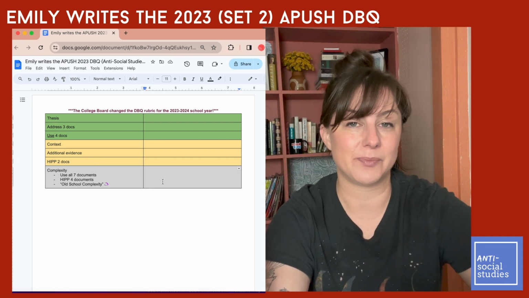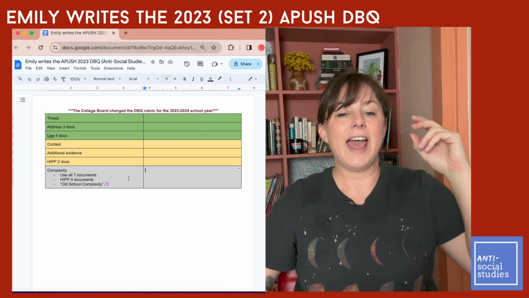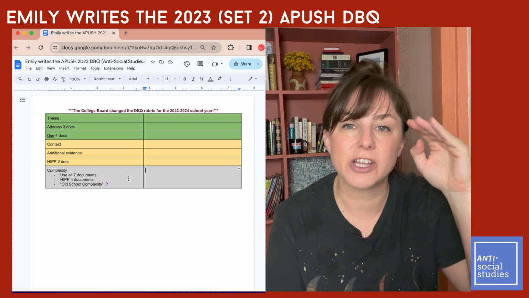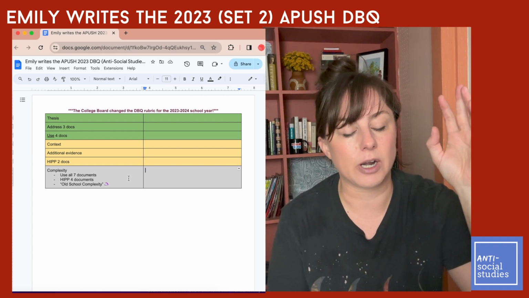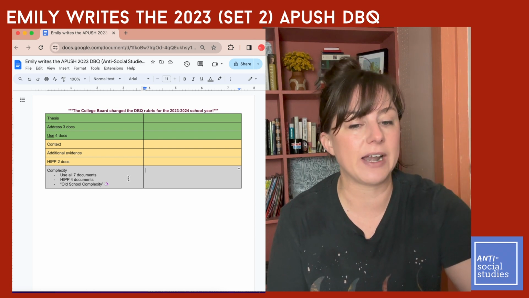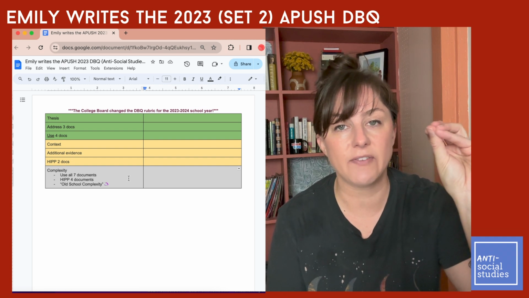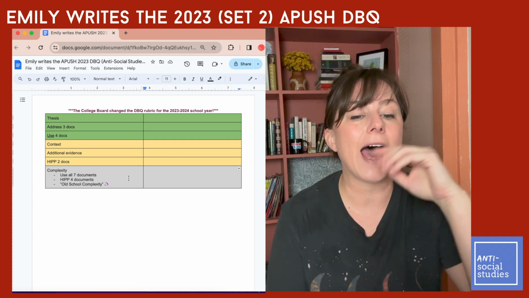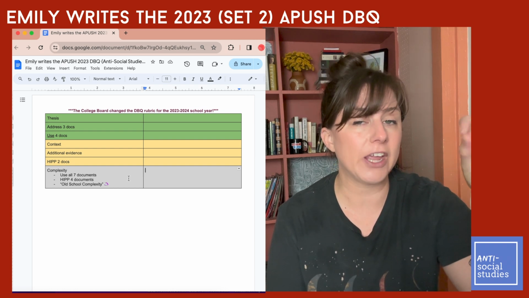The big one is complexity. They have finally removed the unicorn of it all, and they have established like some clear parameters for what could earn complexity. Now, this is the first year that we're going to be working with this rubric, so I would just say right now, I wouldn't count your chickens before they hatch. I still think they're going to be very hesitant to give out the complexity point. So they have said that if a student uses all 7 documents to support their argument, they could earn complexity.